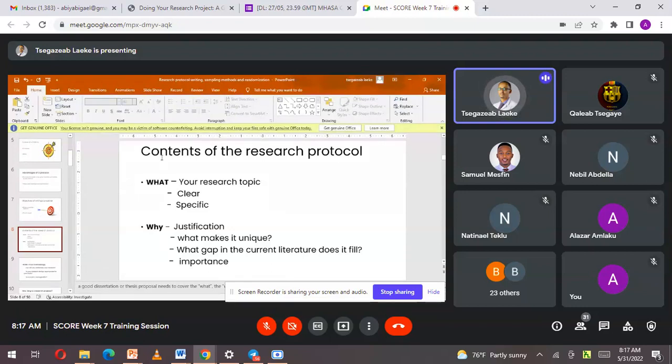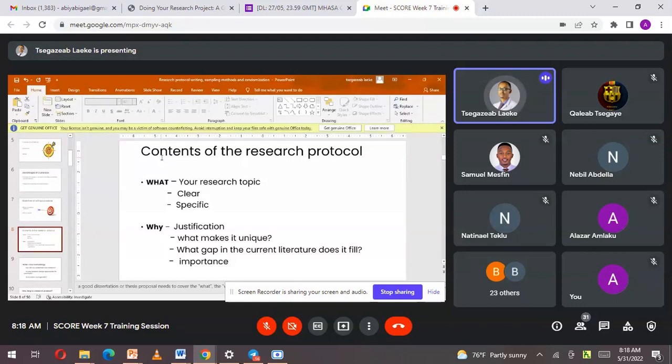So saying this about the advantage, the objectives, and the purpose of writing a research protocol, you are now planning to write your research protocol. So what are the contents of a research protocol? Whenever you plan to write your research protocol, your proposal should answer three most important questions. The first question is what's your research about? So it contains your research topic. So whenever you plan to write a research topic, you have to be really clear on the research topic.